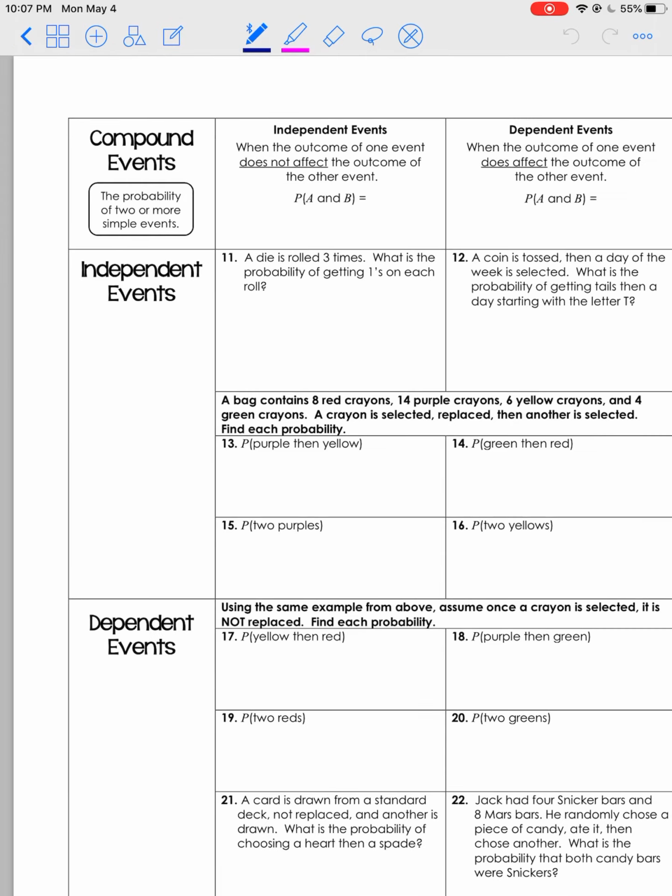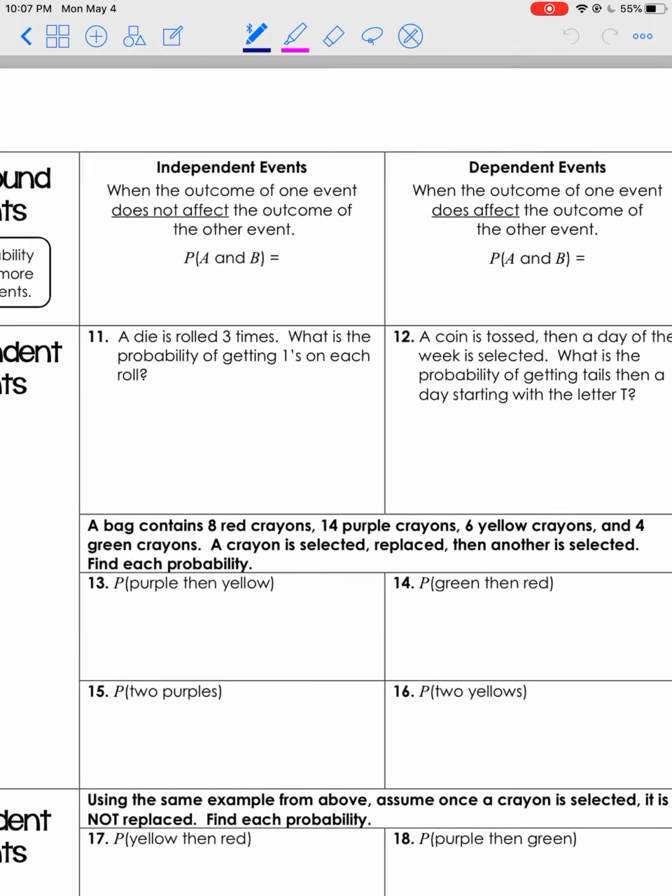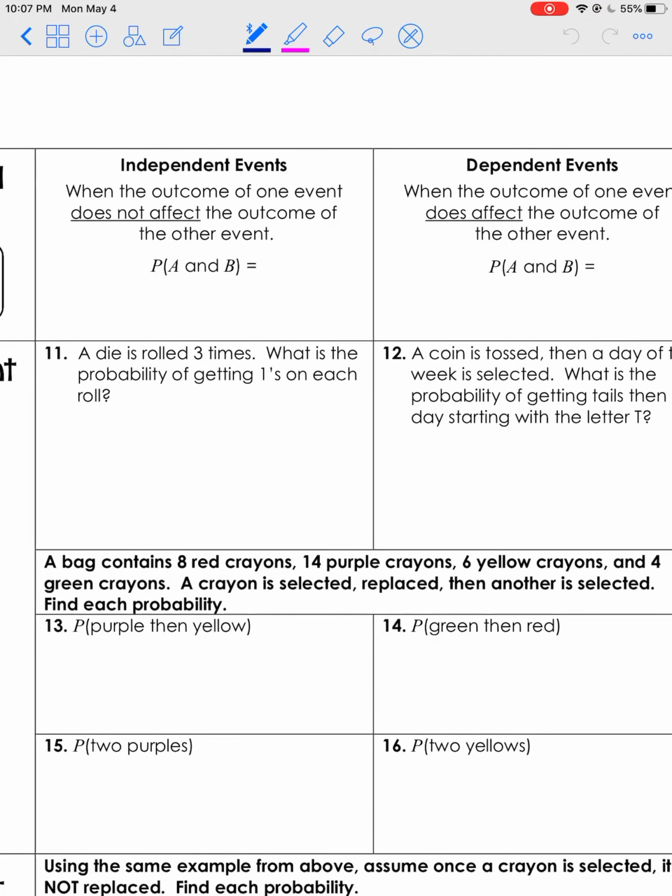Okay, so a compound event is just the probability of 2 or more simple events. So just multiple things happening. And within compound events, we have 2 types of subcategories. First is independent events. That's when the outcome of one event does not affect the outcome of the other event.